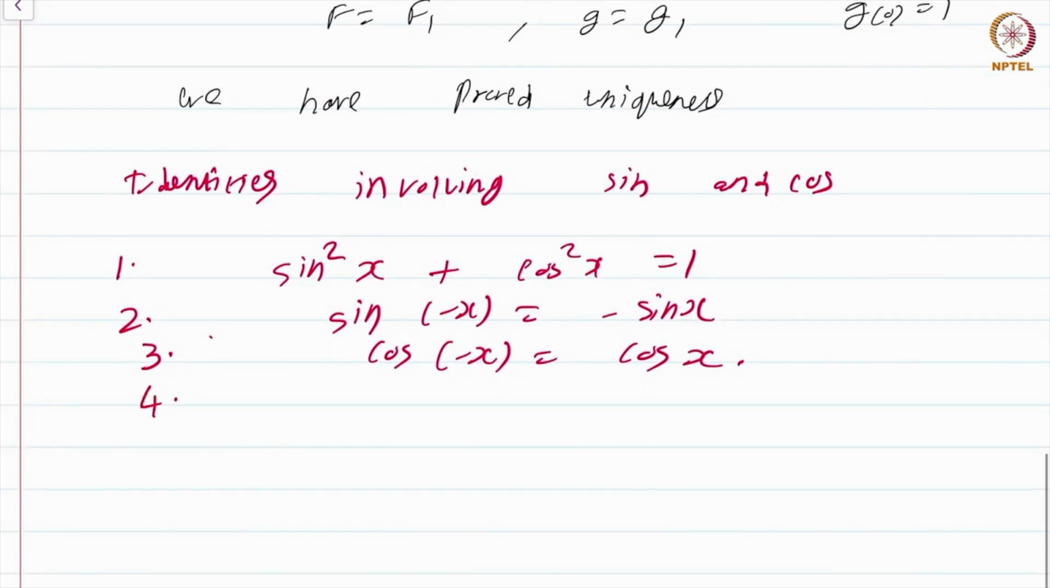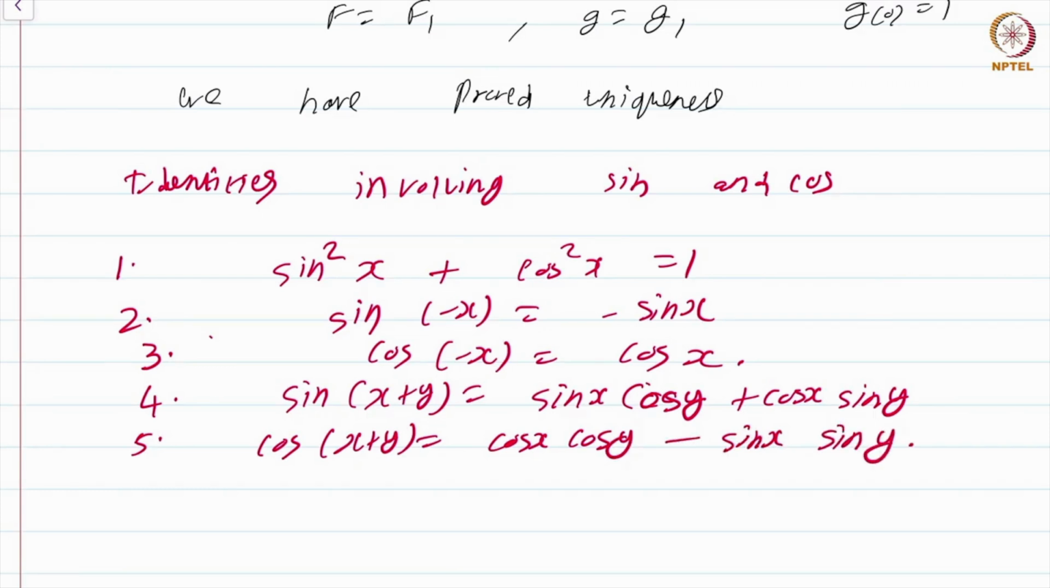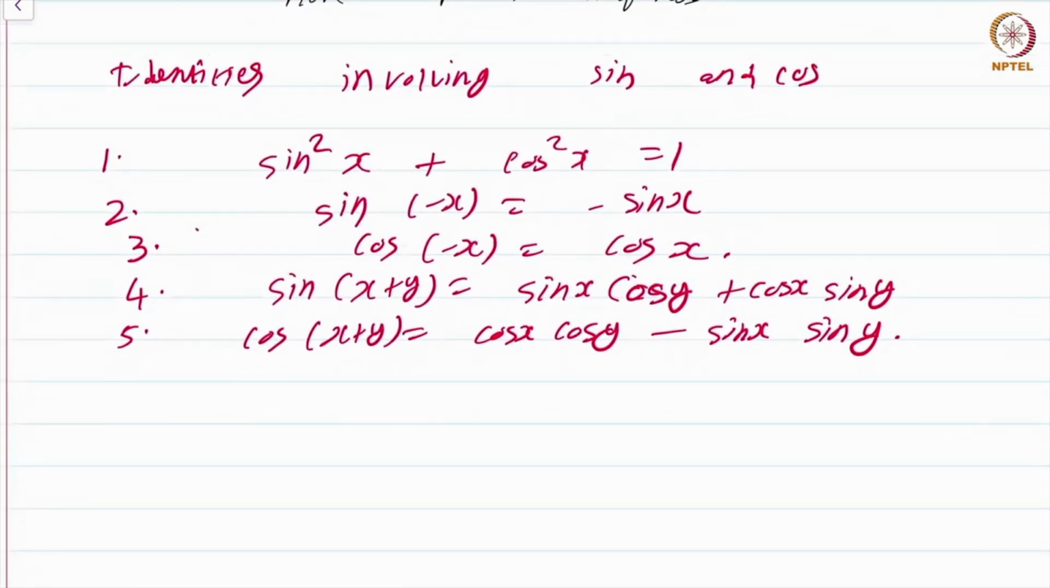Okay. 4 is the famous sine rule. Sine x plus y is sine x cos y plus cos x sin y. And number 5, cos of x plus y is equal to cos x cos y minus sin x sin y. Okay. Let me prove 4 and the proof of 5 is entirely similar. So proof of 4.